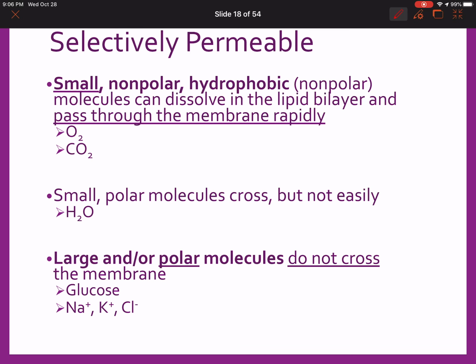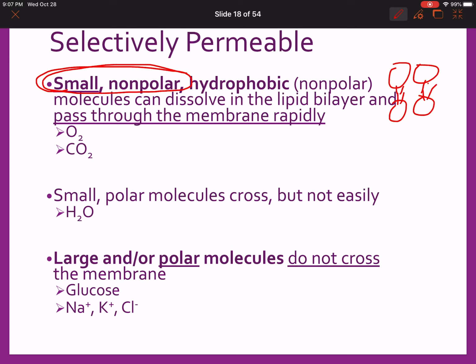Some general guidelines. If you are small and nonpolar, so small means that you can fit, remember our membrane here? Small means that you can fit in between the phospholipids. Nonpolar means you can get through this oily tail nonpolar area just fine. Then you're going to go across with no problem. Okay? Oxygen gas, carbon dioxide gas, the two we were just talking about, no problem.